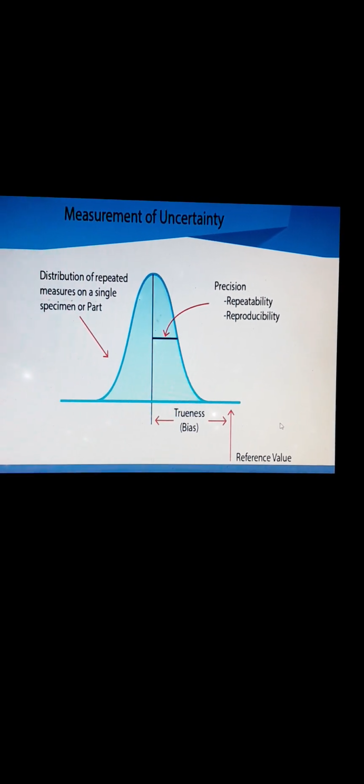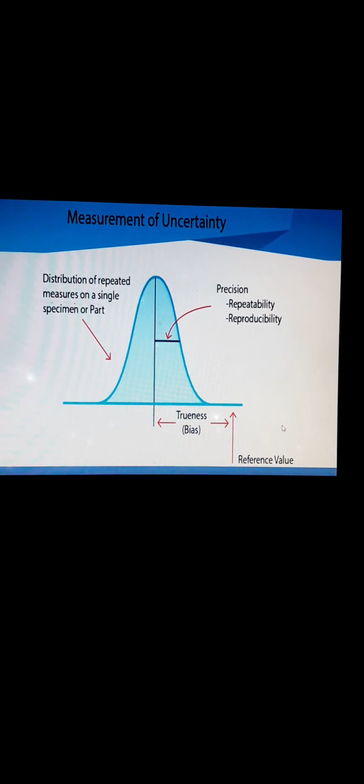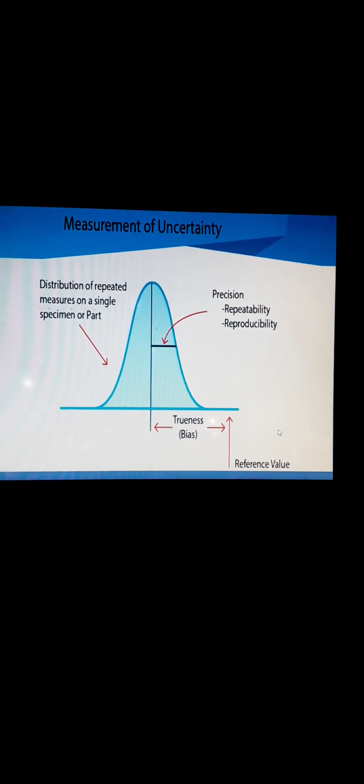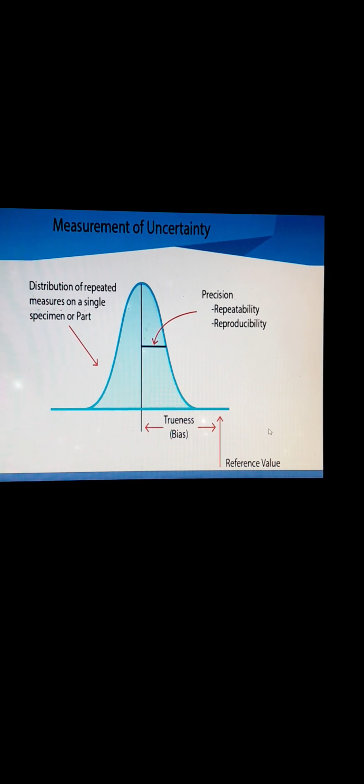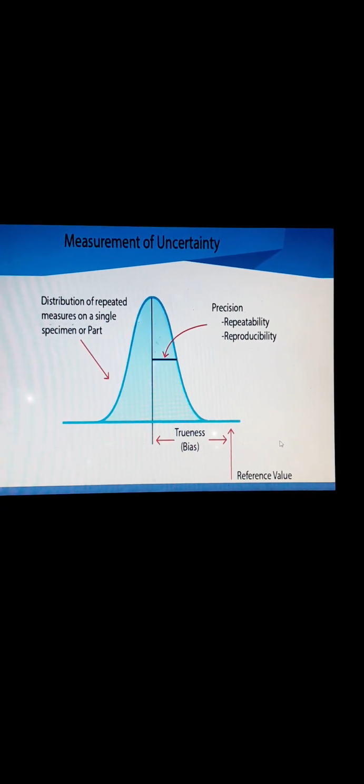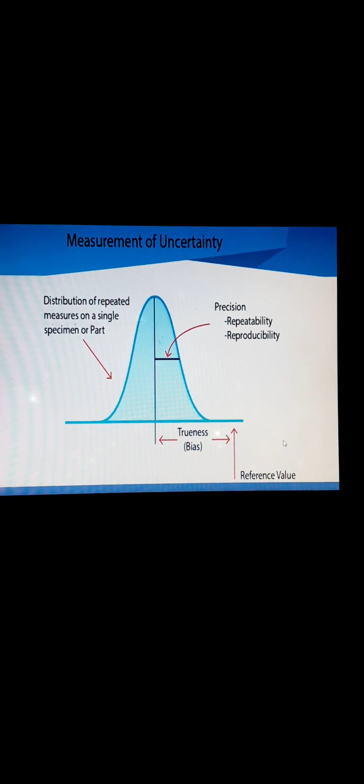Today we will discuss measurement of uncertainty, types of uncertainty, Type A uncertainty, Type B uncertainty, precision, repeatability, reproducibility, and why measurement of uncertainty is needed in a laboratory as per ISO 17025:2017. So without delay, let's start the topic.